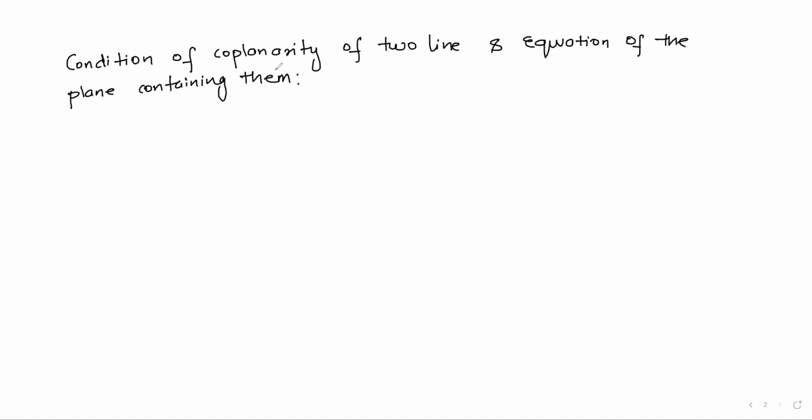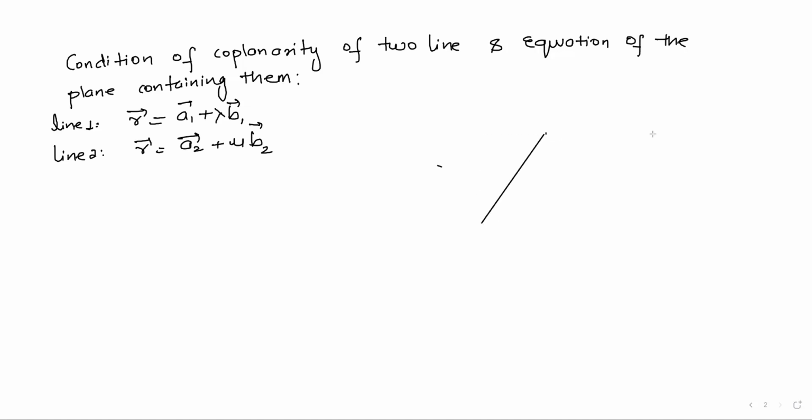Okay. So what is the condition of coplanarity of two lines? First, what is meant by coplanar? Coplanar means the two lines will lie in the same plane. Suppose we have the first line, line L1, with the equation r is equal to a1 plus lambda b1. We have line L2, r is equal to a2 plus nu b2. So these two are the lines. Now we are saying that these two lines lie in the same plane, so what will be the condition? So this is the plane.